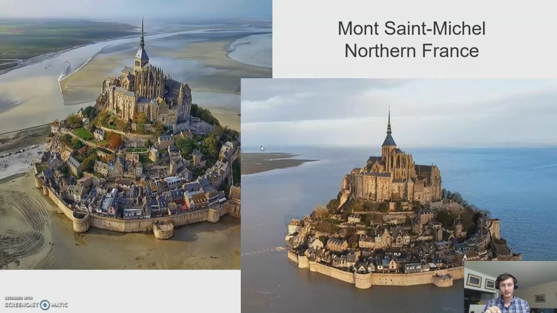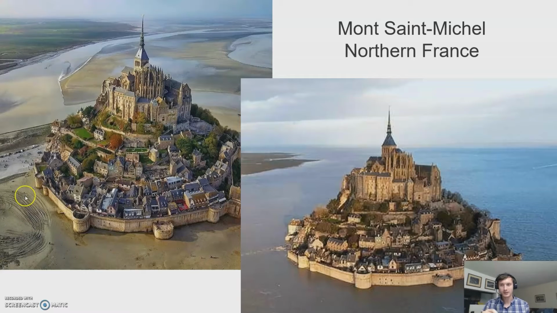So I wanted to include this little bit here. Mont Saint Michael, forgive the pronunciation here. In northern France, you have this little island. People here noticed there was a little island, kind of a nice circular shape, and they built a cathedral on it, a bunch of houses. So this is it at low tide here.